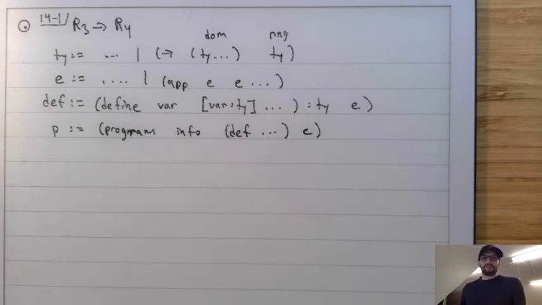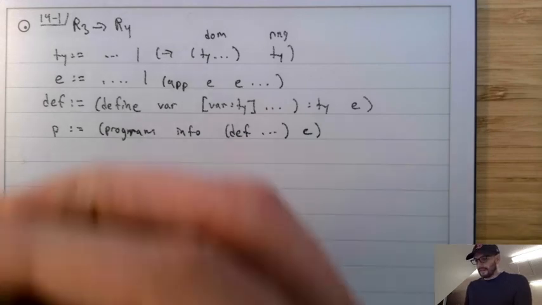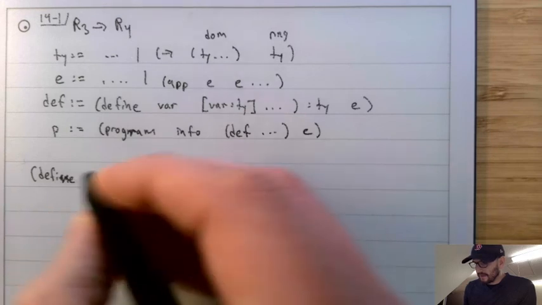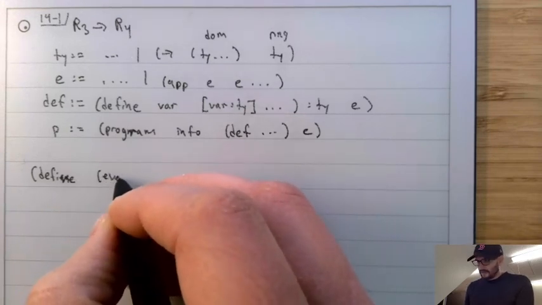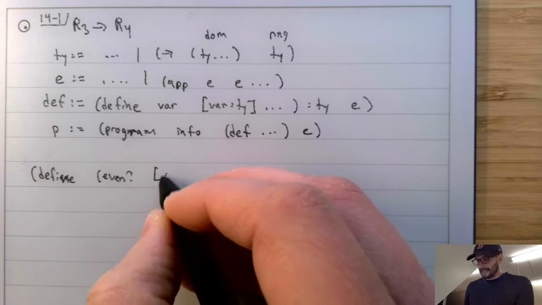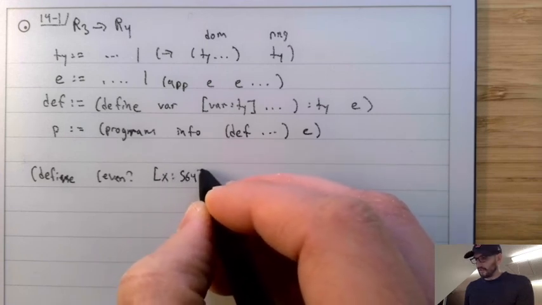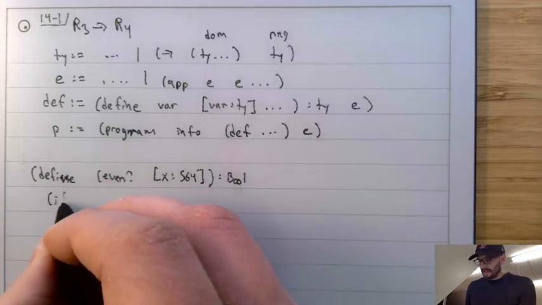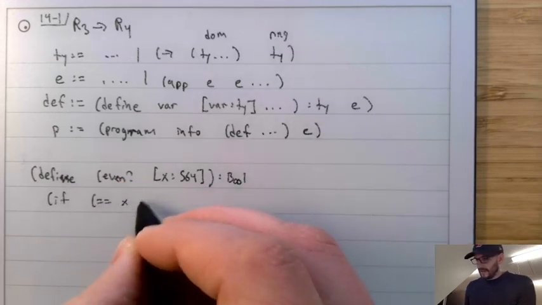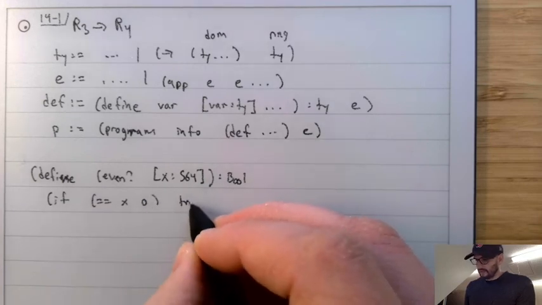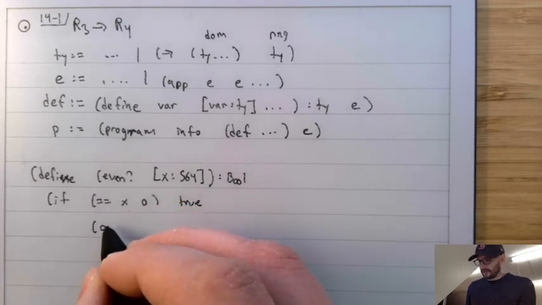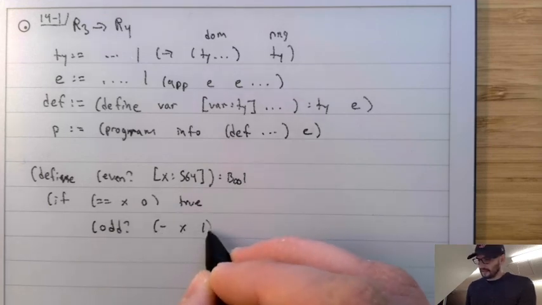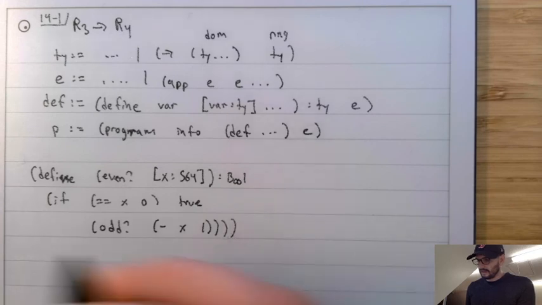So here's an example program that we could write. We could write define even? that takes in x, which is an S64, and returns a bool. And it would say if equal x 0, then return true. Otherwise, return odd of 1 minus x. Close the odd, close the if, close the define.